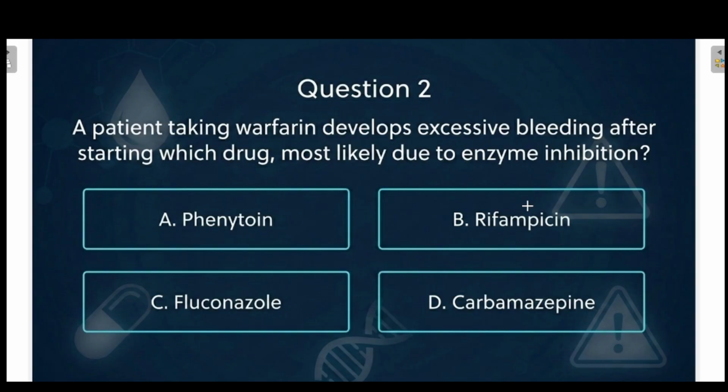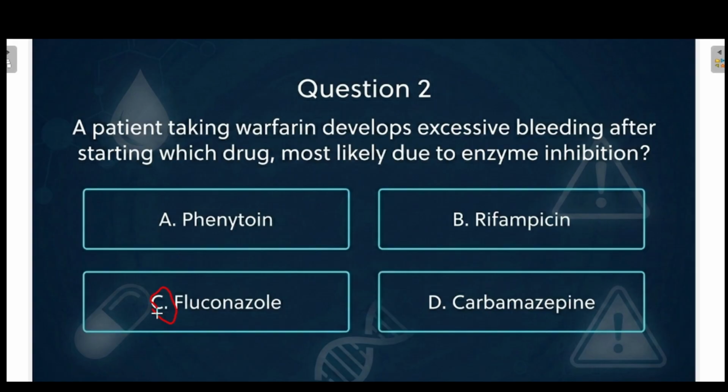Question number 2. A patient taking warfarin develops excessive bleeding after starting which drug, most likely due to enzyme inhibition? Options are phenytoin, option B rifampicin, option C fluconazole, option D carbamazepine. So the correct option is option C, fluconazole.